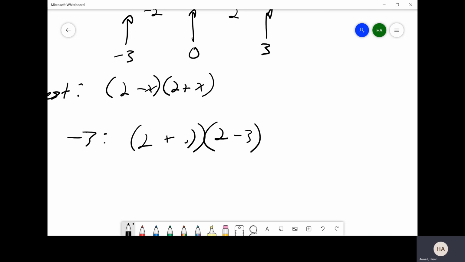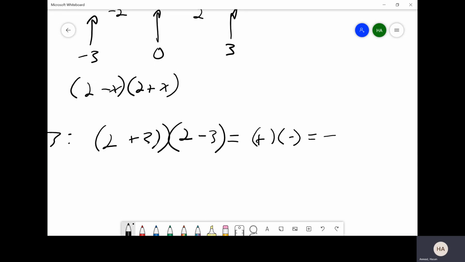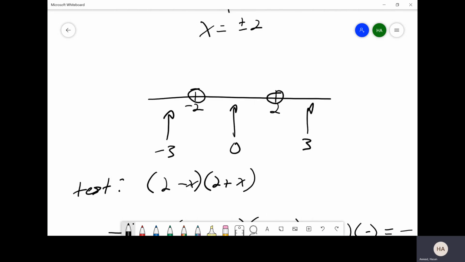So when we simplify this, this becomes positive. 2 plus 3 is positive. 2 minus 3 is negative. So positive times a negative gives you a negative. Is a negative greater than 0? No, right? So we exclude that. We don't want that interval. So this interval over here, this is negative. So we don't want that.